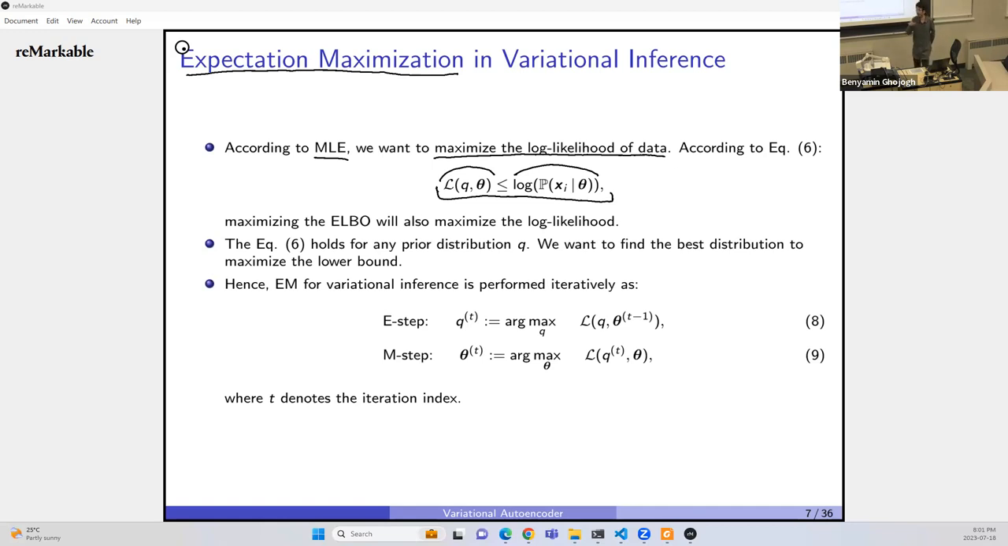For more information on expectation maximization, you can see the lecture on mixture models in my statistical machine learning course. So this is exactly what we are going to do.